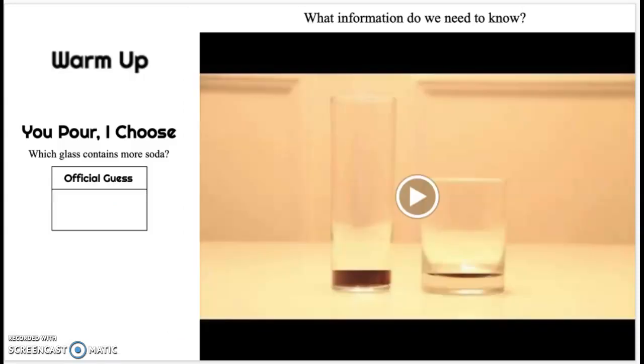All right, so this is called You Pour, I Choose. Which glass contains more soda? So we want to think, what information do we need to know? Check it out.